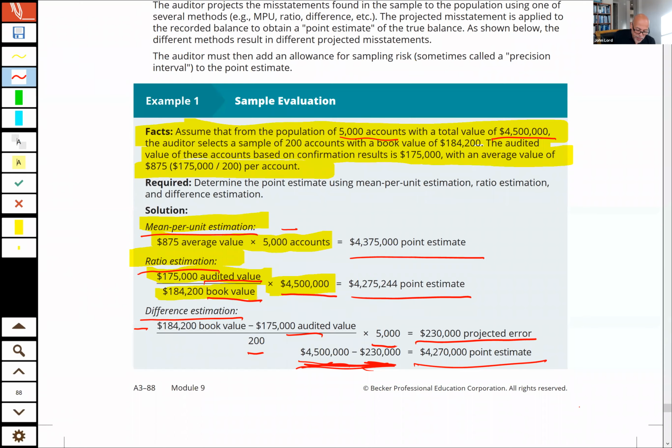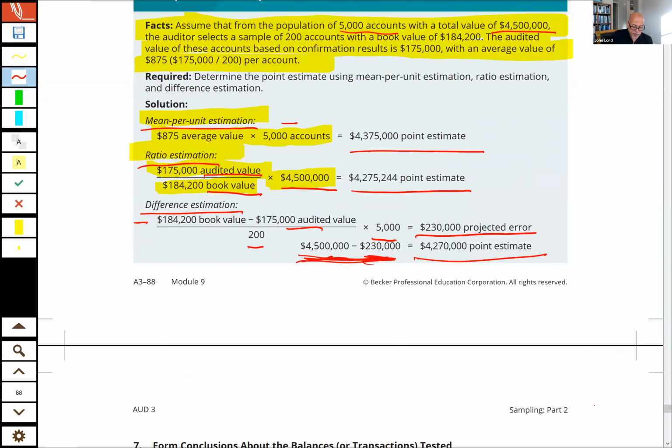Okay. Now, what would happen if they told you, instead of the 200 and instead of the 5,000, what would happen if they simply told you, hey, you looked at 4% of the population? Could you still use difference estimation here?